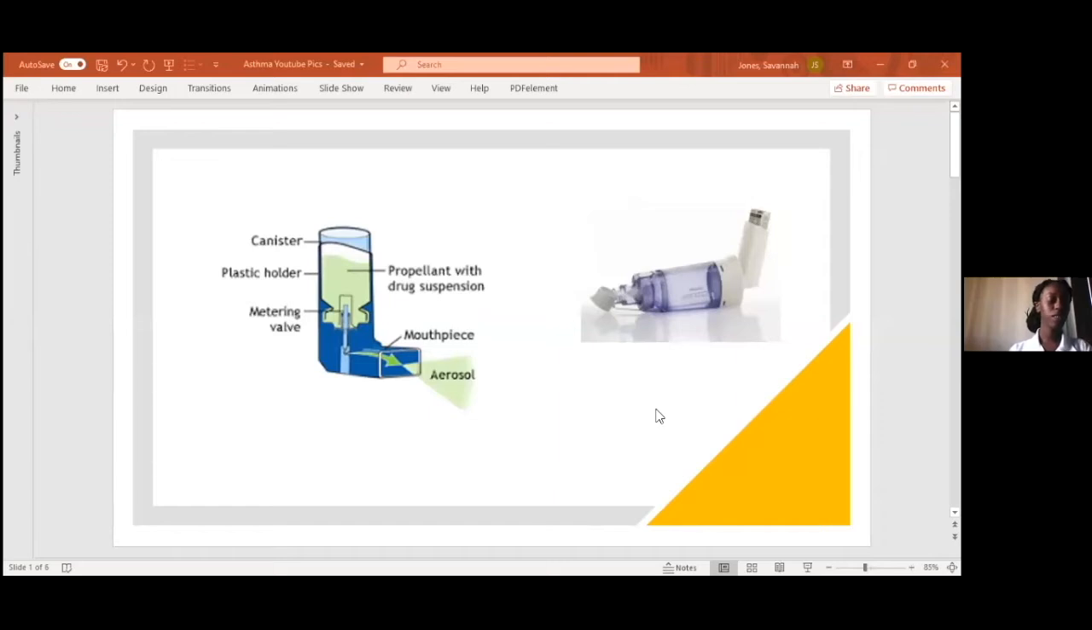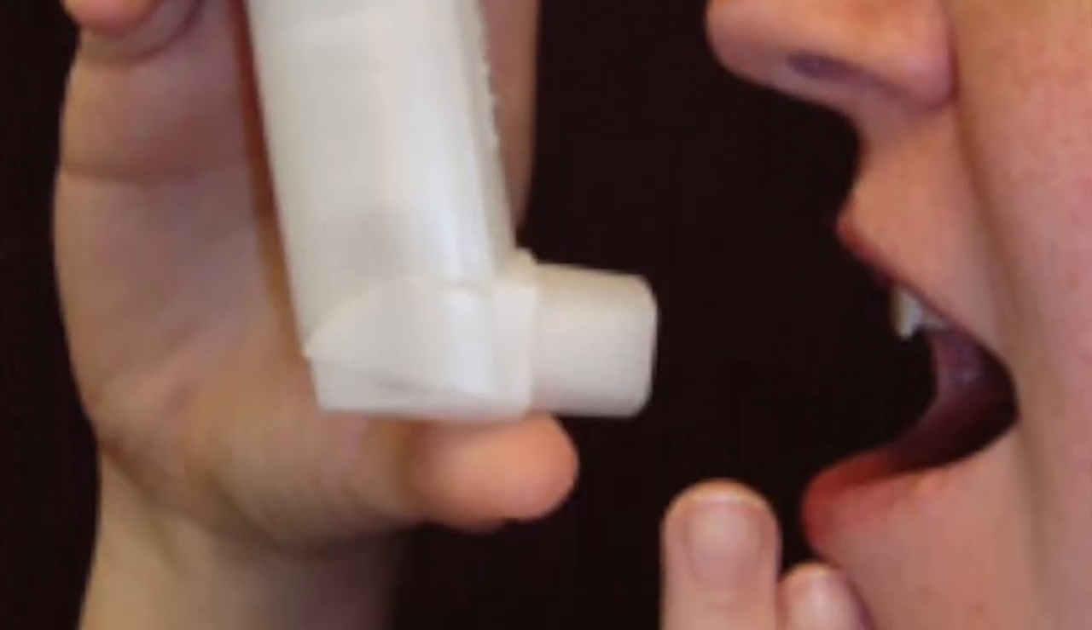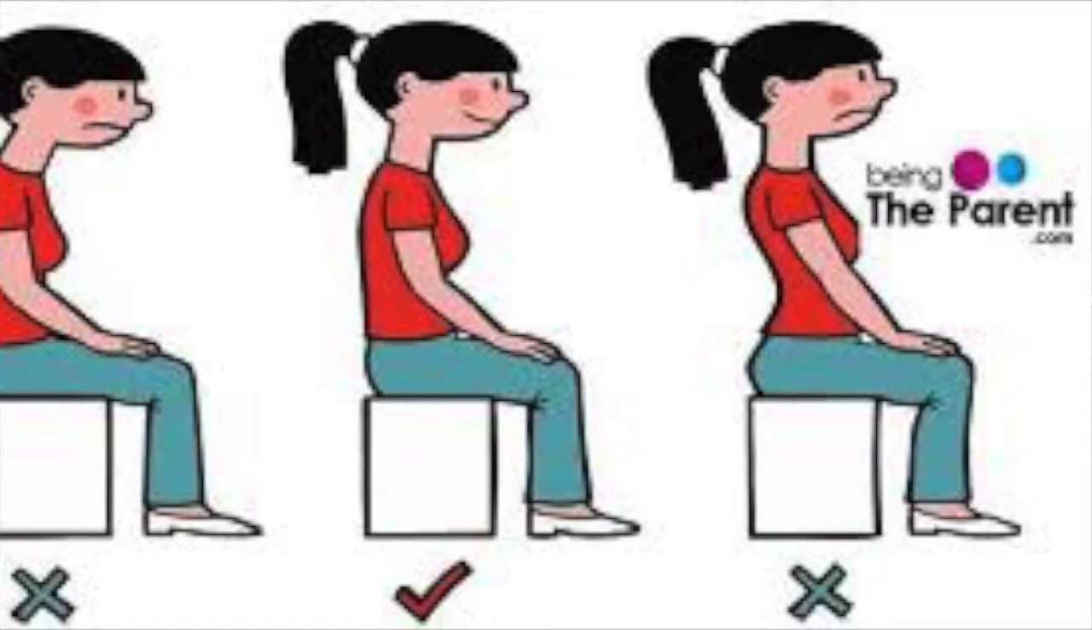If this is your first time using this type of inhaler or it has not been used in a long time, you will need to prime it first by pressing down on the canister 3 to 4 times before use, the canister being the top piece of the inhaler. If you have a spacer, which is pictured here, insert the mouthpiece of the inhaler into the back piece of the spacer. Firmly hold the inhaler by placing your index finger at the top of the canister and your thumb at the base of the mouthpiece.